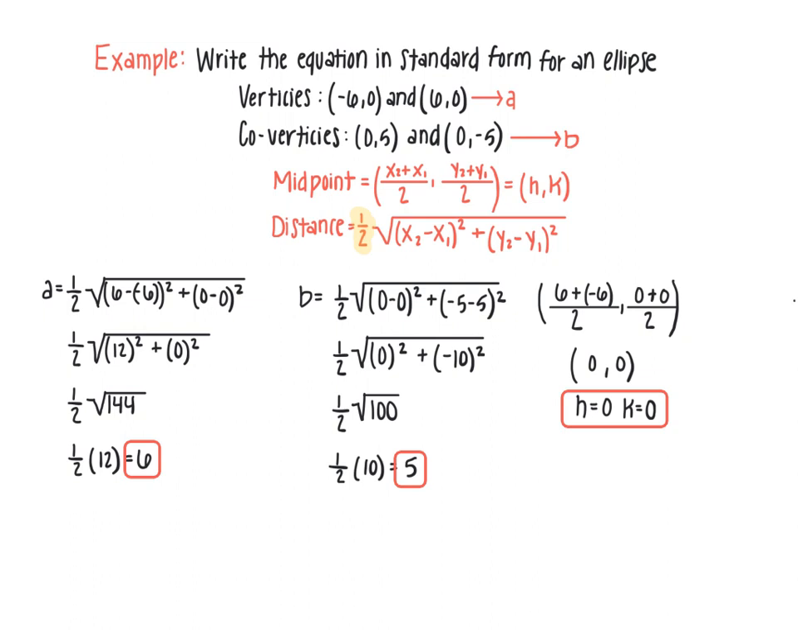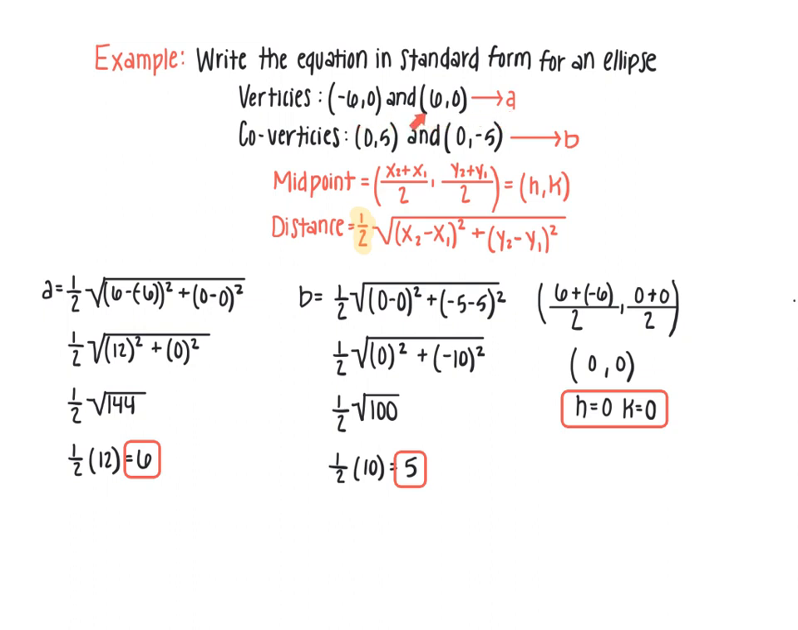How do I know if A is going to be located under X or if A is going to be located under Y? A reminder, A tells us whether the ellipse is going to have a major axis that's horizontal or a major axis that's vertical. So what we need to pay attention to are the point values given. If I look at my vertices right here, my vertices are going to give me what A is.